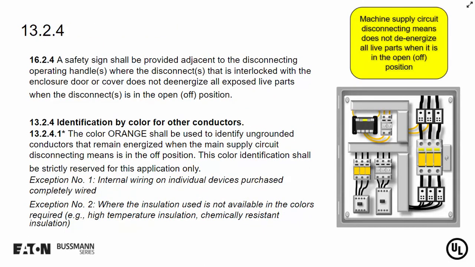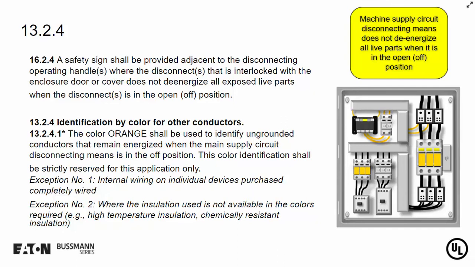And then finally, in slide number 27, we move out of Chapter 5 just for a moment because we want to talk about some other things that are important with regards to accepted circuits. Section 16.2.4 deals with the need for a safety sign provided adjacent to the disconnect operating handles. 13.2.4 deals with identification by color for other conductors.